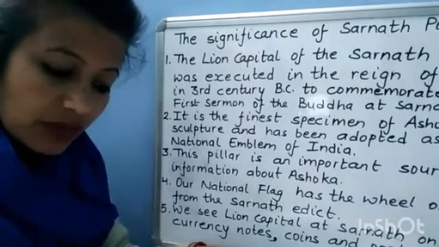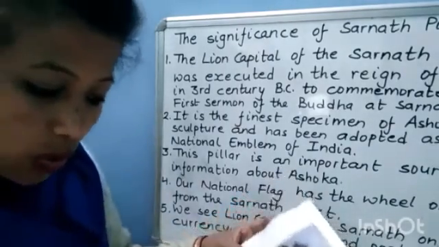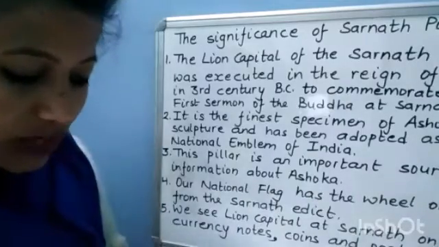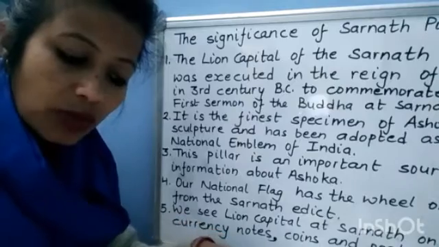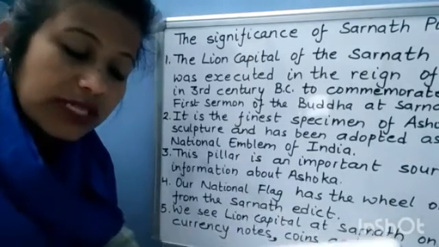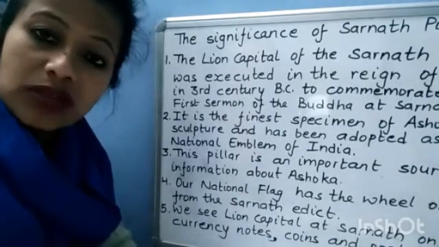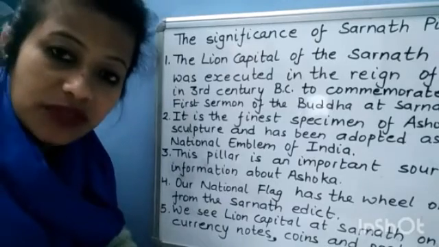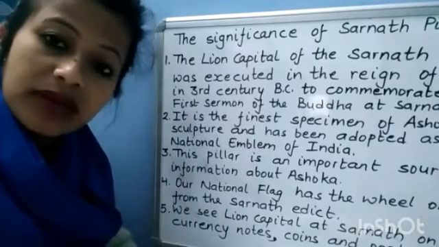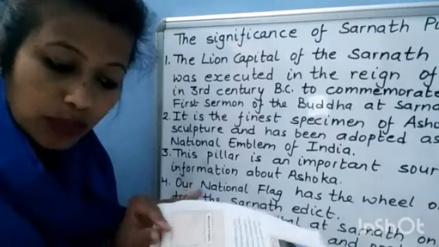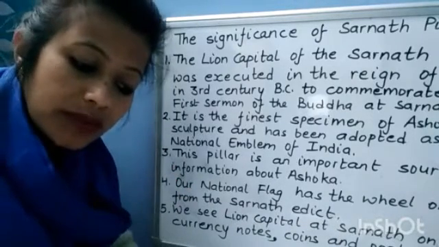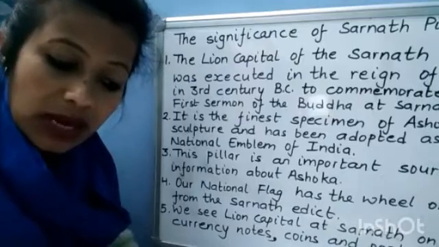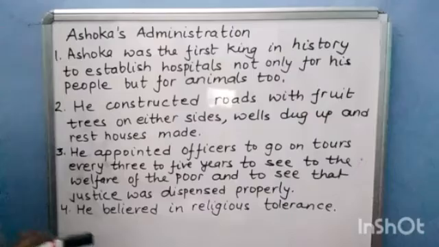This answer can be a short answer type question. When and where did Ashoka call the 3rd council of the Buddhists? When? In 252 BC. Where? At Patliputra.